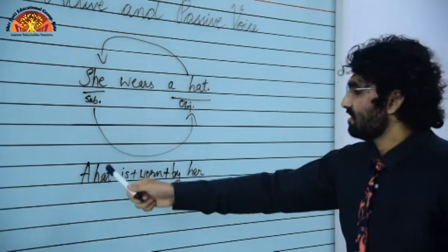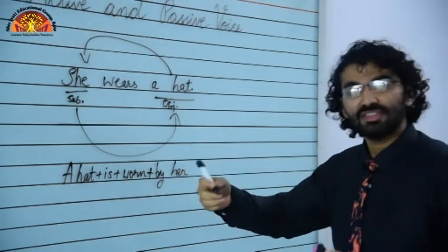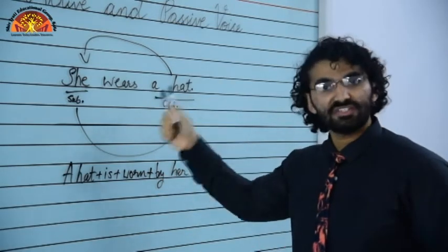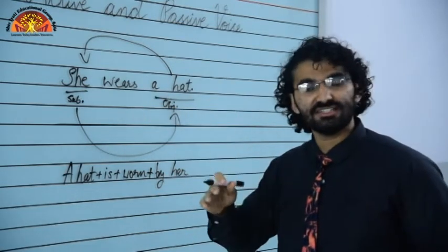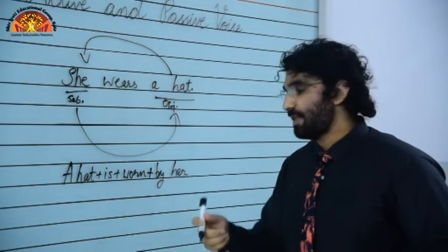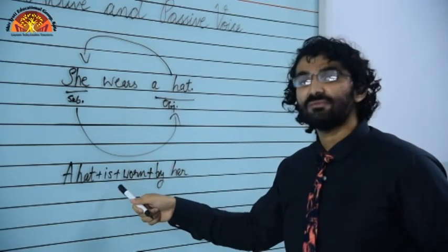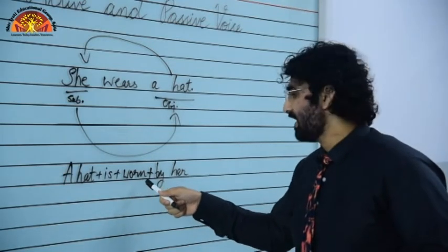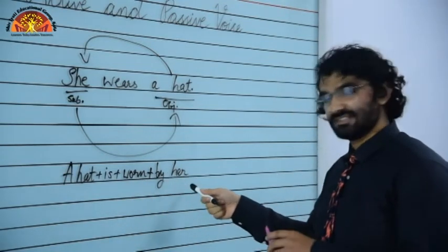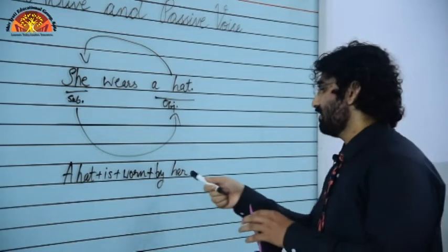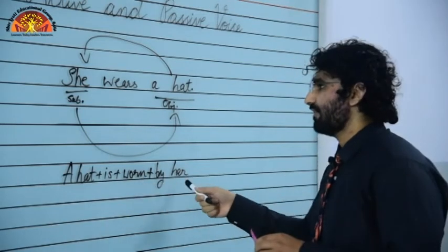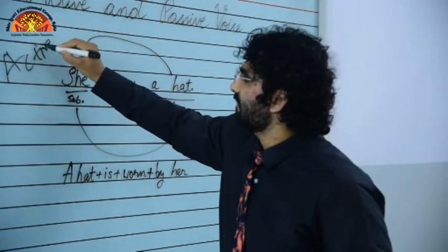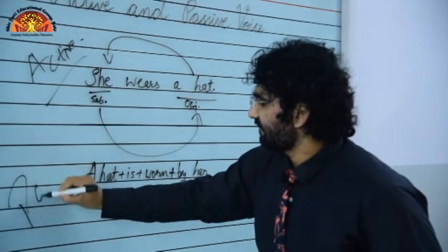Okay? Interchange the places, rule number 1. Then rule number 2, bring in the helping verb according to the tense. Since the tense belongs to the present tense, we have brought in the helping verb, which is. Then we have added worn, past participle. Then we have added by and this. A hat is worn by her. Active voice, and passive.